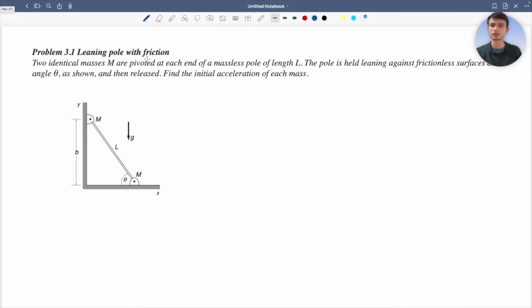And again, in the Kleppner series, we are trying to solve problem 3.1 from Daniel Kleppner and Kolenkow. What my problem says is that I have two identical masses M pivoted at each end of a massless pole of length L. So you have this pole and the masses are pivoted to it. The pole is held leaning against a frictionless surface.